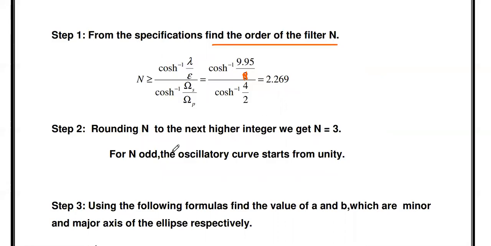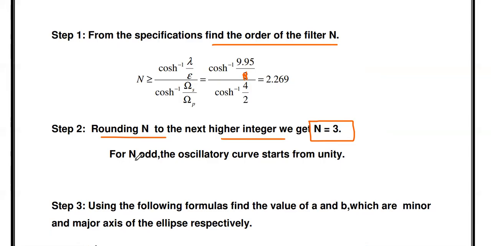So what is the next step? We have to round off that n value to the next higher integer. So 2.267, what is the next higher integer? 3. So the n value, the order of the filter, we have to round it off to the next highest integer. Anyway, n equal to 3. Okay, so here n is odd.